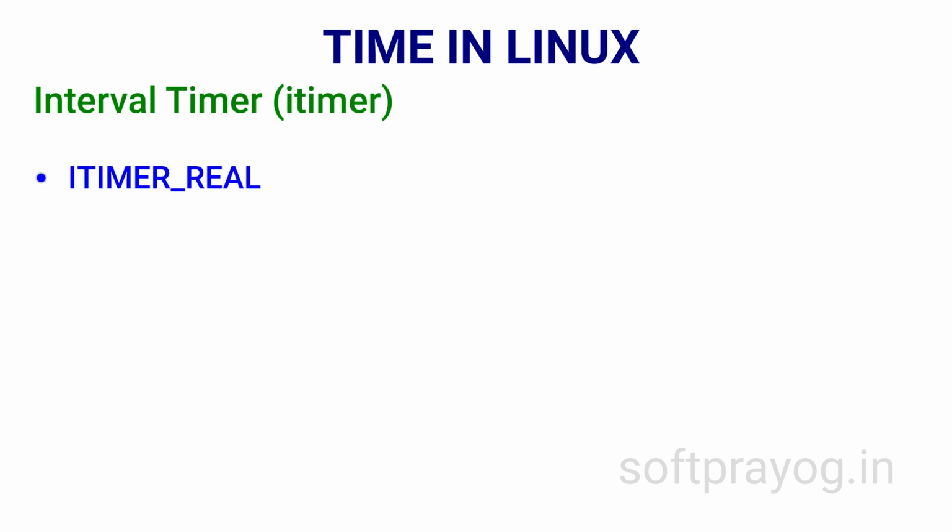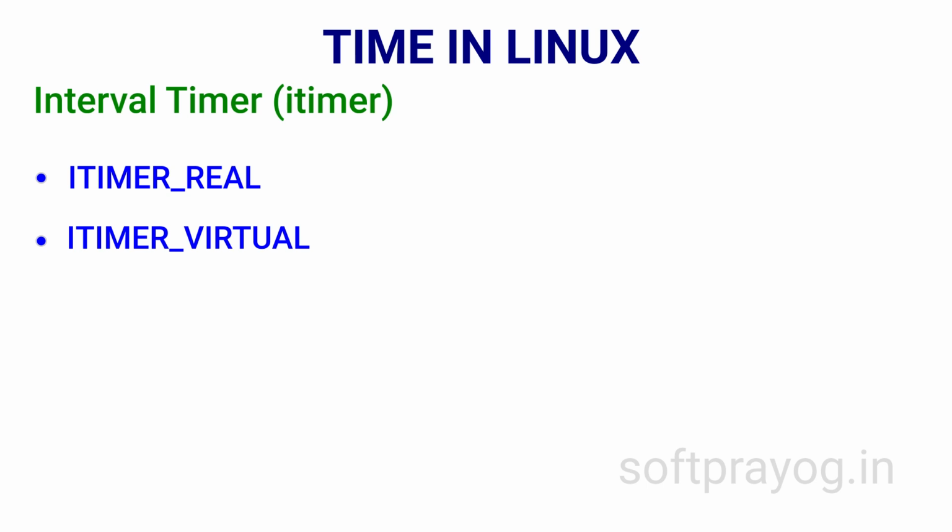ITIMER_REAL decrements in real calendar time. When it becomes 0, the SIGALRM signal is sent to the process. ITIMER_REAL uses the same clock as alarm. It also sends the same SIGALRM signal to the process. So we should use either alarm or ITIMER_REAL and never mix calls to the two in a program.